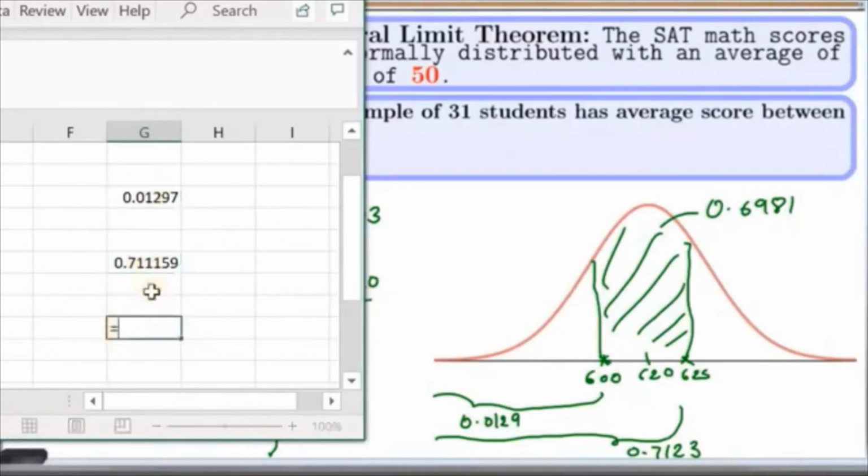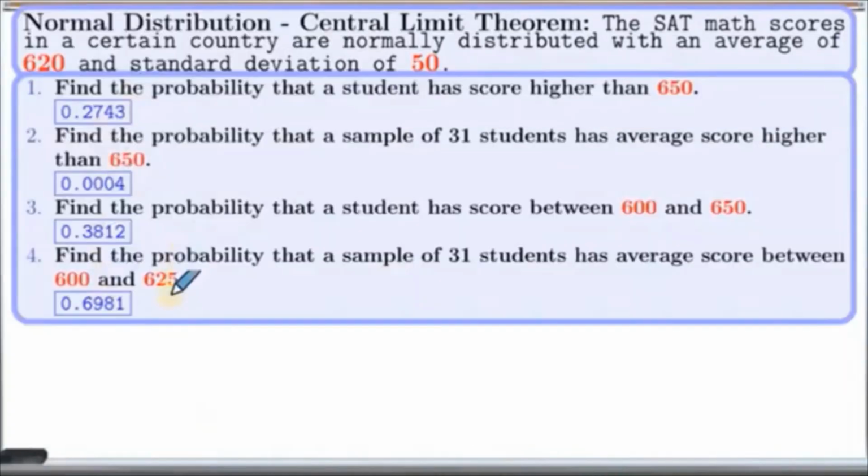Type in equal, select this, then put subtract sign there, then go here and select that, then hit enter. So we got this number here, which is the area in between 600 and 625, and this is exactly what we got using calculator and also formula. Finally, we are done, and I have listed all the probabilities here.